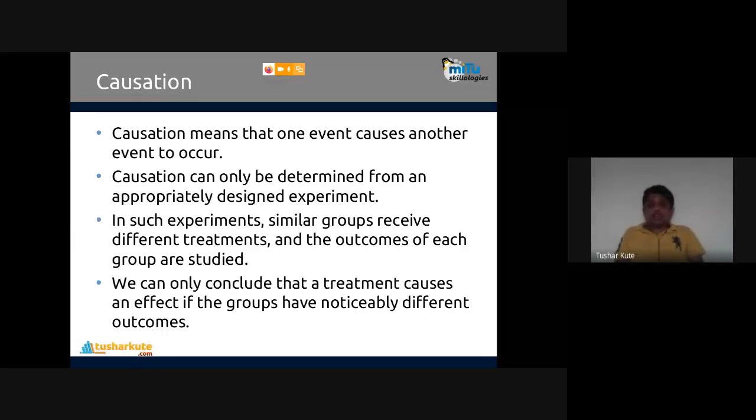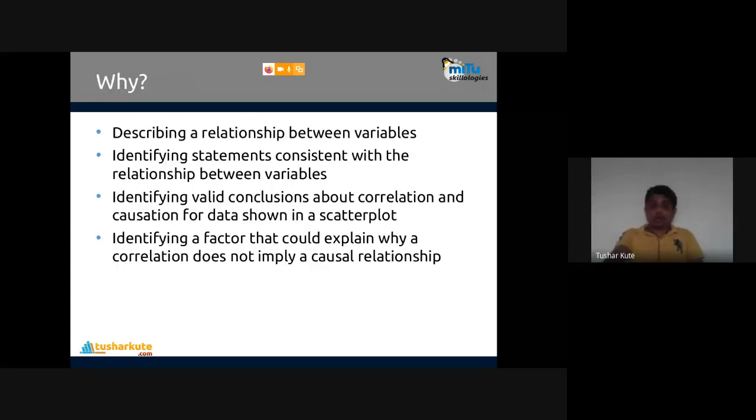But maybe again it's possible that after giving the same treatment, everyone's outcome is different, because the dependency factor we have not recognized. That is what we have to recognize by using the concept of causation. We can only conclude that treatment causes an effect if the groups have noticed different kinds of outcomes. Why does this happen again? The relationship between the variables is not known to us.